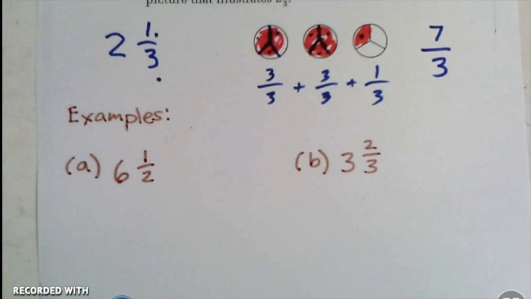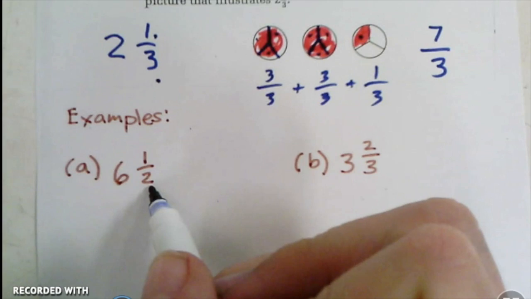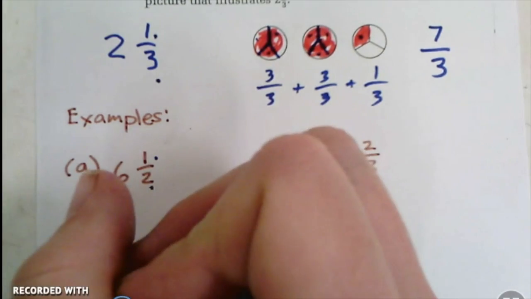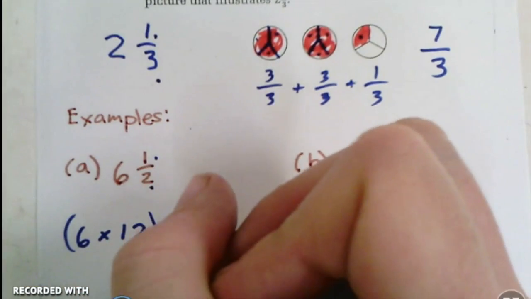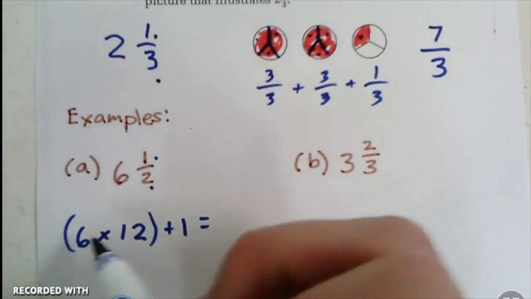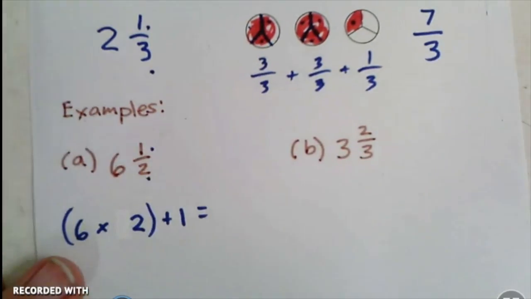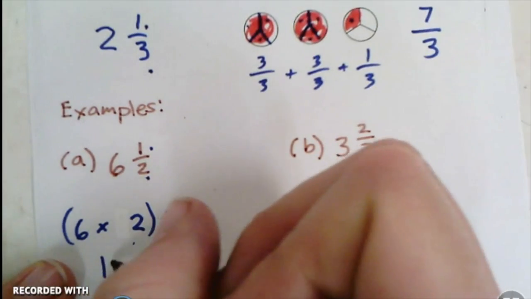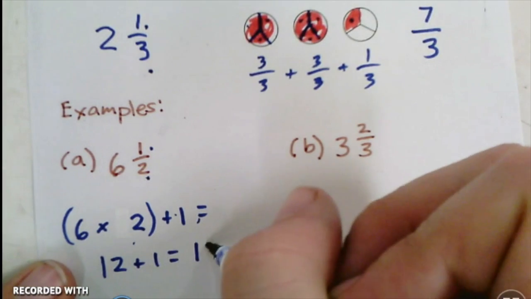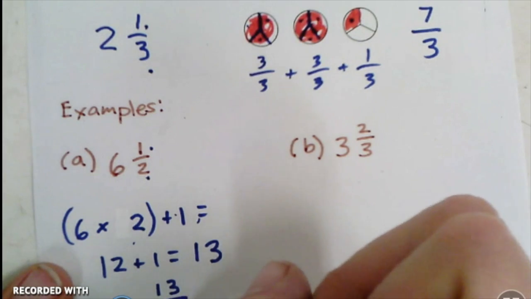All right, here's some examples. I'm going to do 2, and then I'm going to have you do the second 2, and that's this whole lesson. So here I've got 6 times 2, which is 12, plus 1 is 13. I'm going to write what I'm doing here just so that way for your notes, you know what's going on here. 6 times 2 plus 1 equals 12 plus 1 equals 13. So then my improper fraction would be 13 over 2.